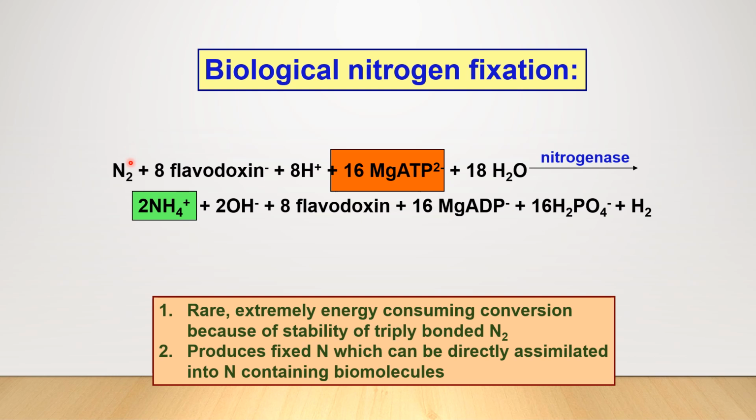in the nitrogen. So you can see here, to convert one nitrogen molecule to 2 molecules of ammonia, it requires 8 pyridoxine molecules, 8 protons, 16 Mg ATP, 18 water molecules. Then you get 2 ammonia molecules, 2 OH groups, then the oxidized pyridoxine, and you get 16 Mg ADP, because ATP has donated the phosphate, the phosphate bond is broken, so you get ADP plus phosphoric acid from this, and then some hydrogen. So this is the overall equation of biological nitrogen fixation.